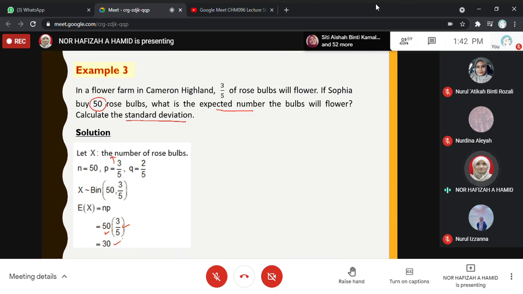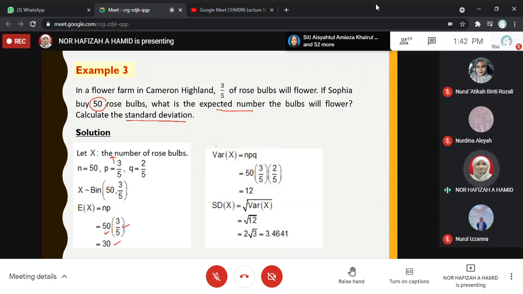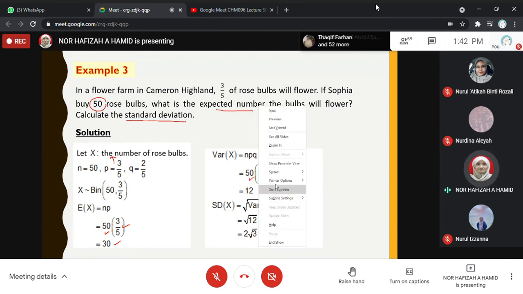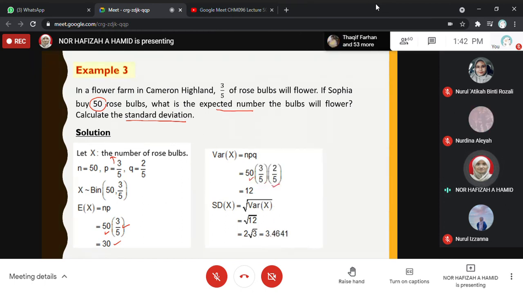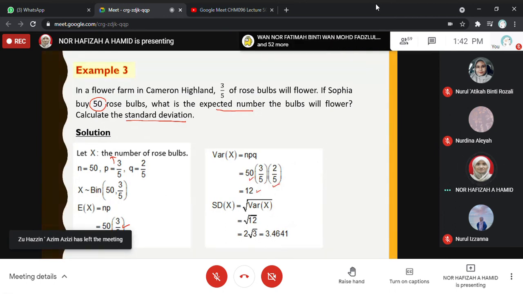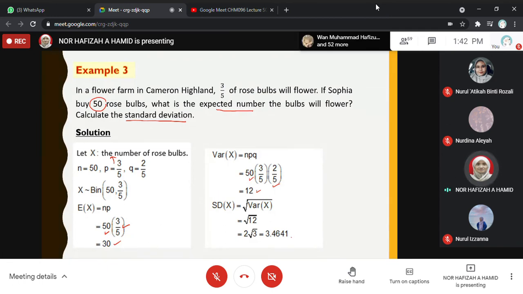Okay, next we need to find the standard deviation. So variance formula is NPQ. Okay, so you have NPQ and you multiply. Okay, 50 times 3/5 times Q is 2/5. Okay, and you have 12. So to find standard deviation, square root 12 is equal to 3.4641. Okay. Ini for example 3.